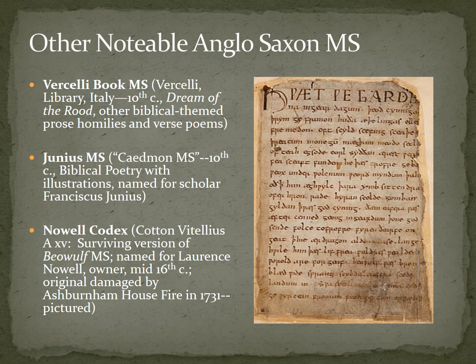Other key manuscripts include the Vercelli book, the Junius manuscript, and the Nowell Codex. By the way, codex is just another name for a hand-bound leather book. The Vercelli book, a gift to an Italian monastery of the same name, dates to the 10th century and contains The Dream of the Rood and a few other devotional homilies and poems.